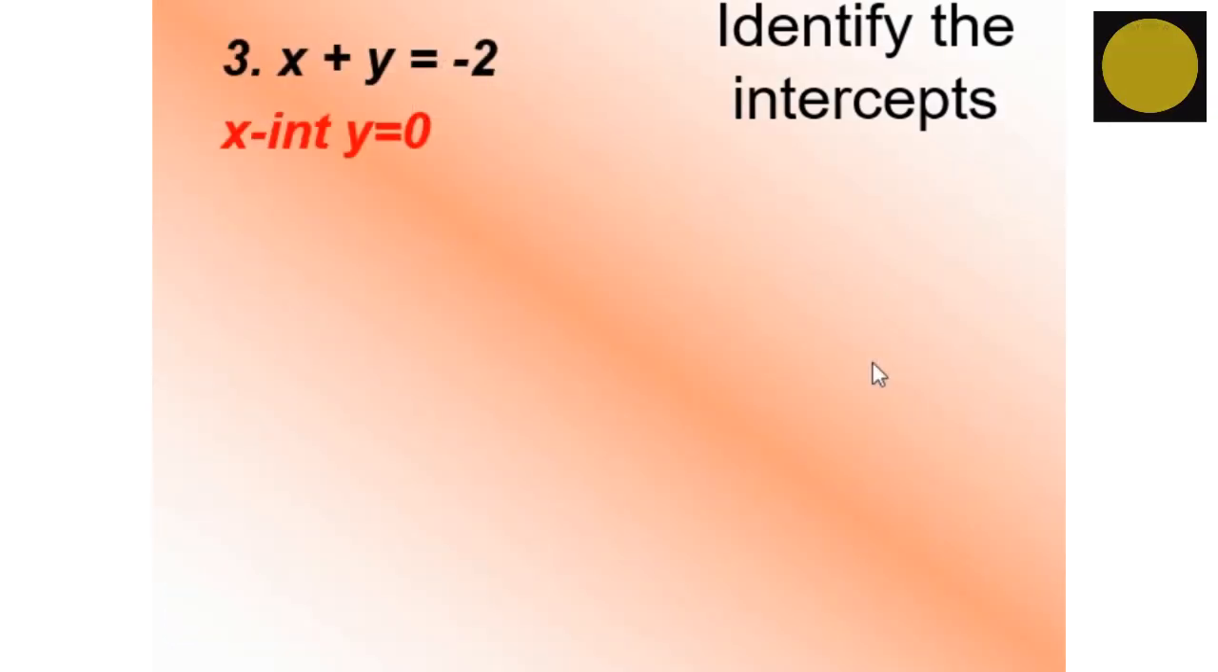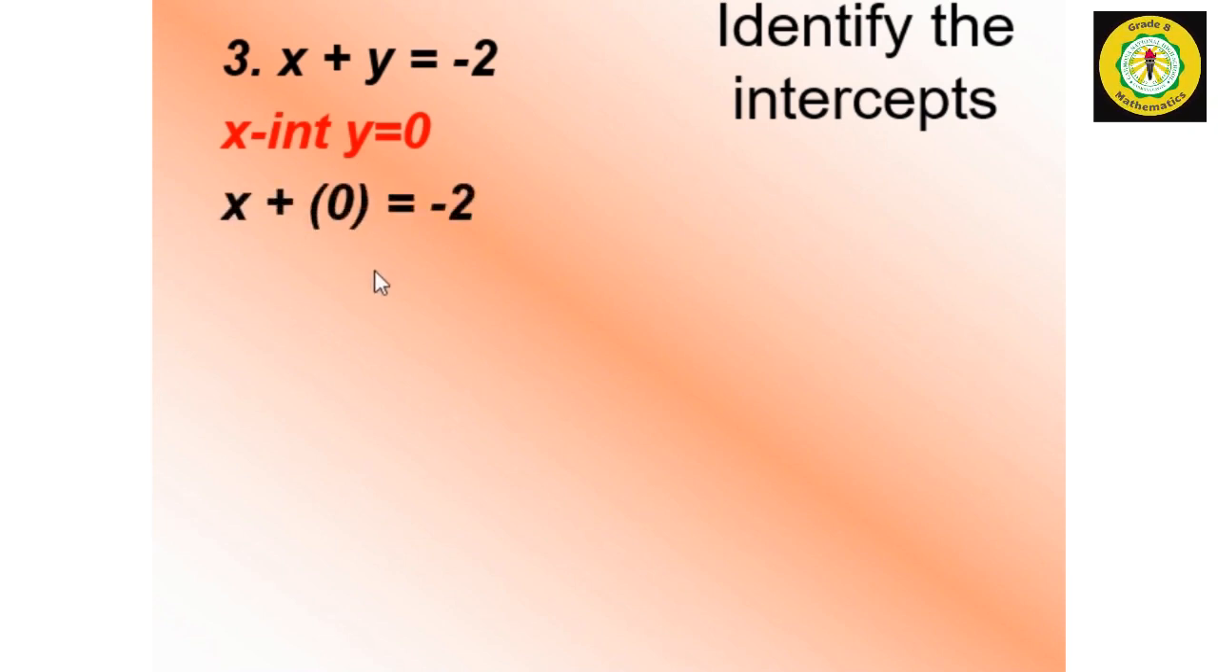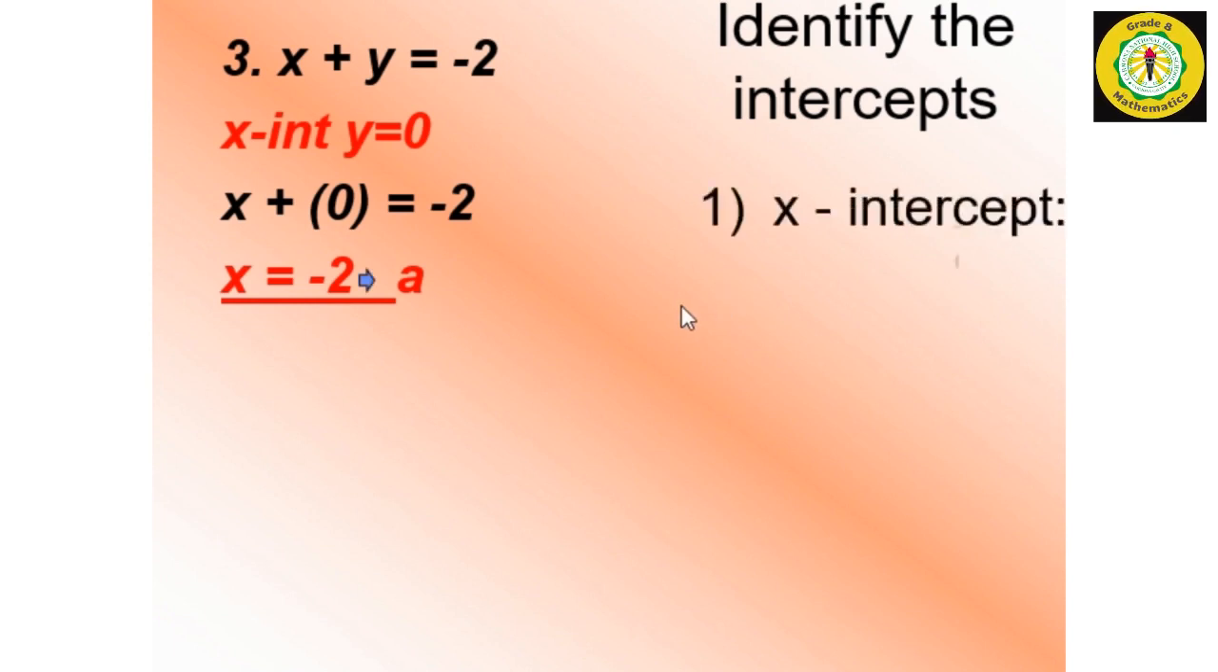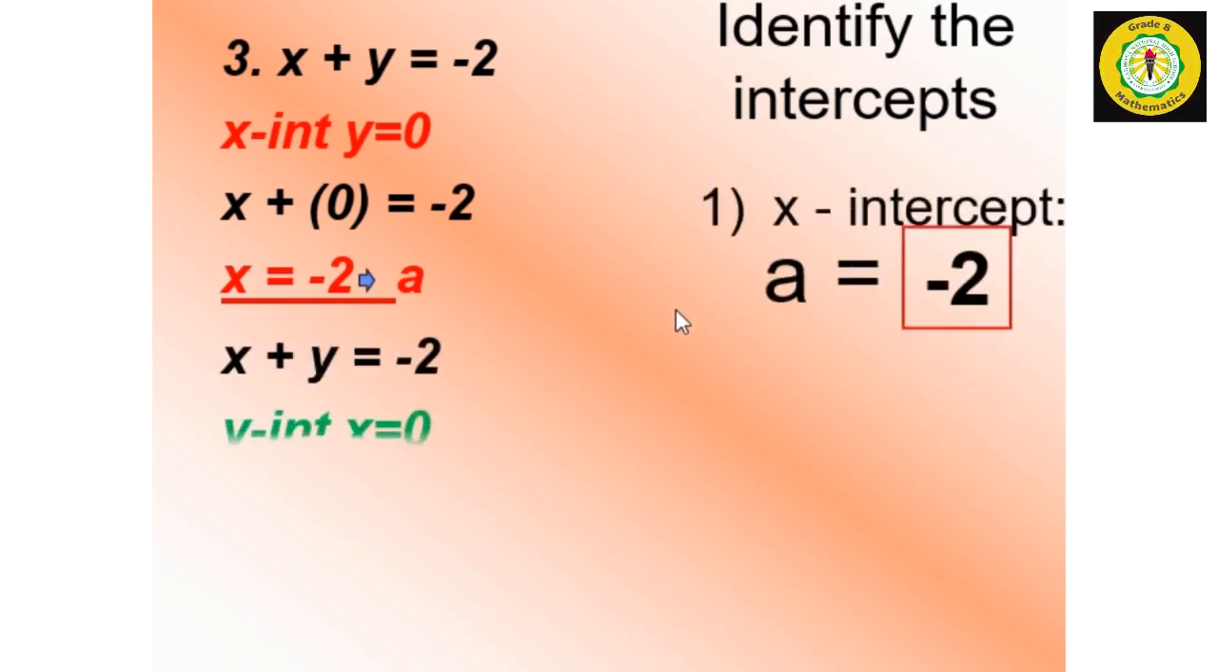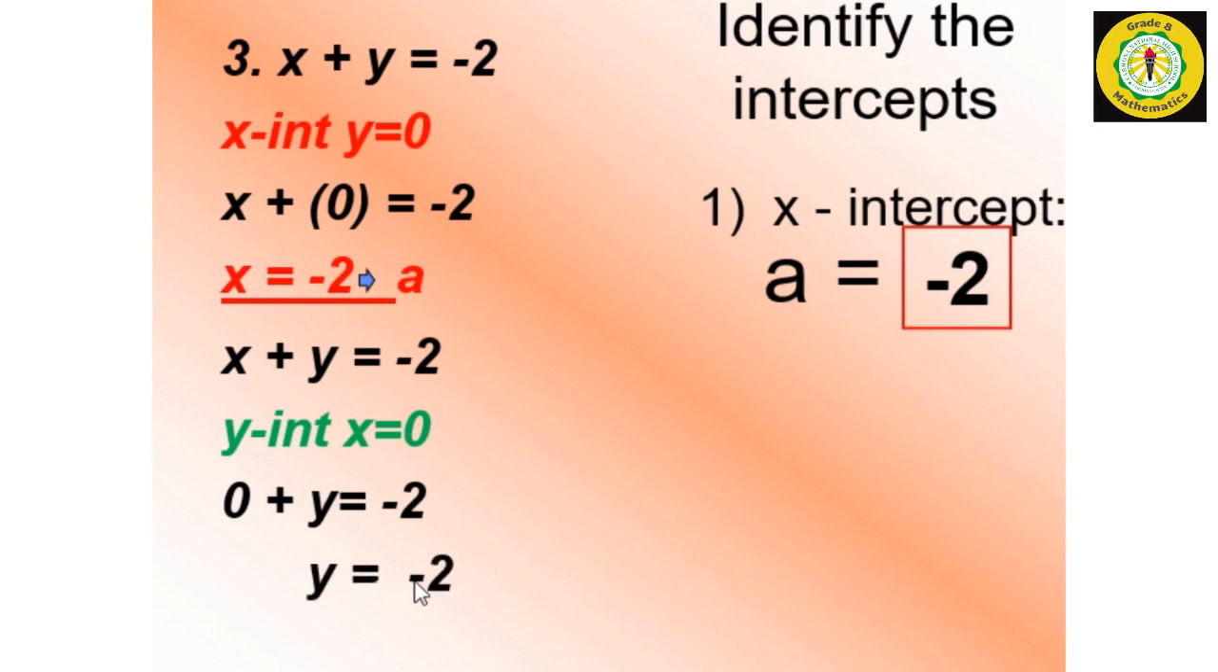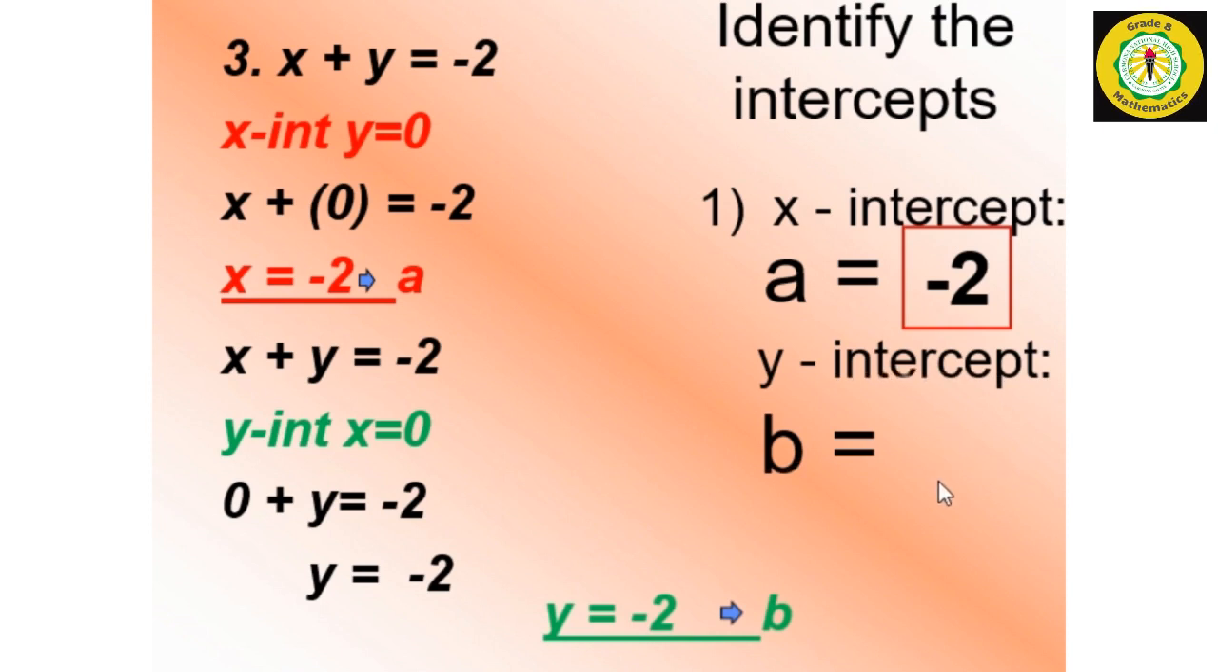For our third example, x plus y equals negative 2. Again, first, we need to find the x-intercept by letting y equal 0. So, substitute into the given equation. So, we have x plus 0 equals negative 2. So, x equals negative 2, or our a, the x-intercept, equals negative 2. Next, we need to find the y-intercept by letting x equal 0. So, 0 plus y equals negative 2. y equals negative 2. Our b, or our y-intercept, is negative 2.